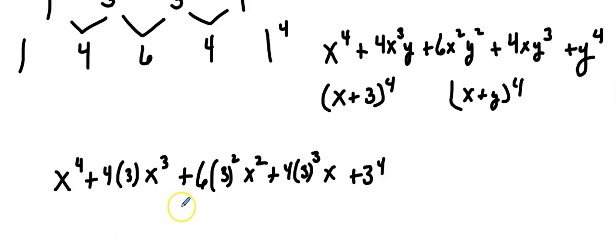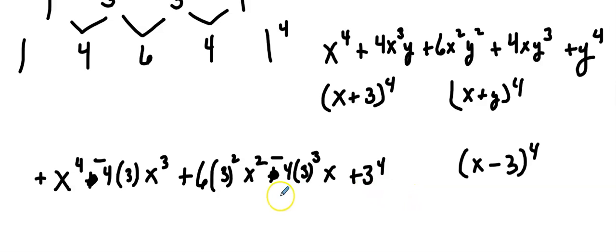Isn't that cool? Now you might ask yourself, well, what if it was x minus 3 to the fourth? Then you're thinking, oh, that's a little harder, isn't it? Well, sort of, I suppose. But if you think of it logically, they're odd and even numbers. So this would be positive, this one here is going to be negative, this is going to be positive, this here is going to be negative, and that's going to be positive. So that's the only difference.